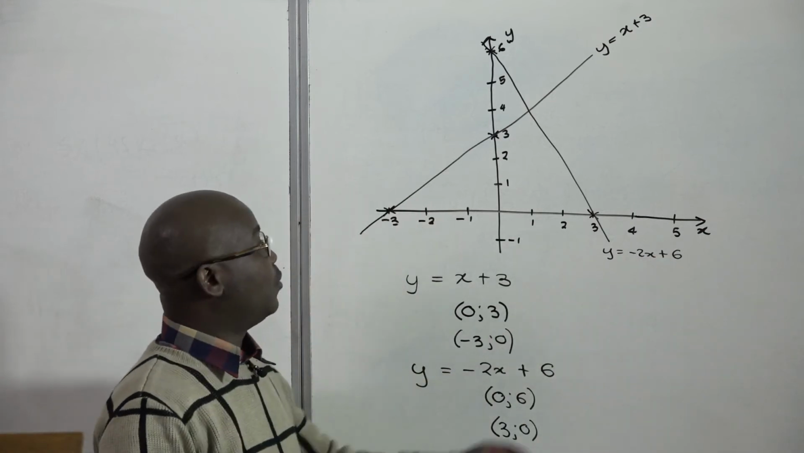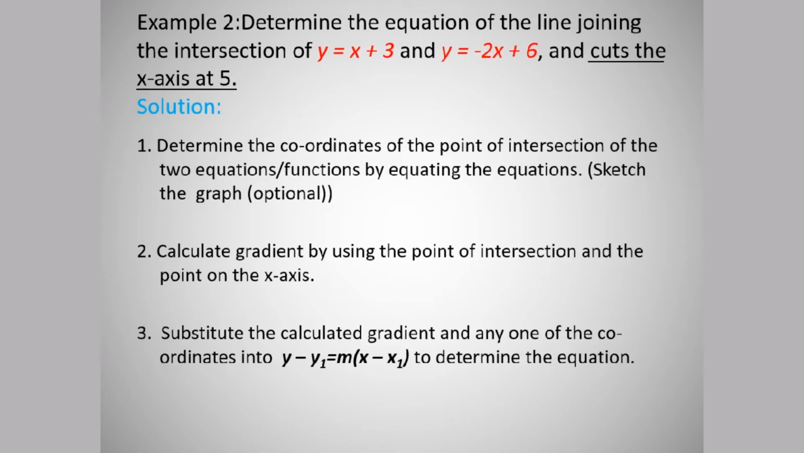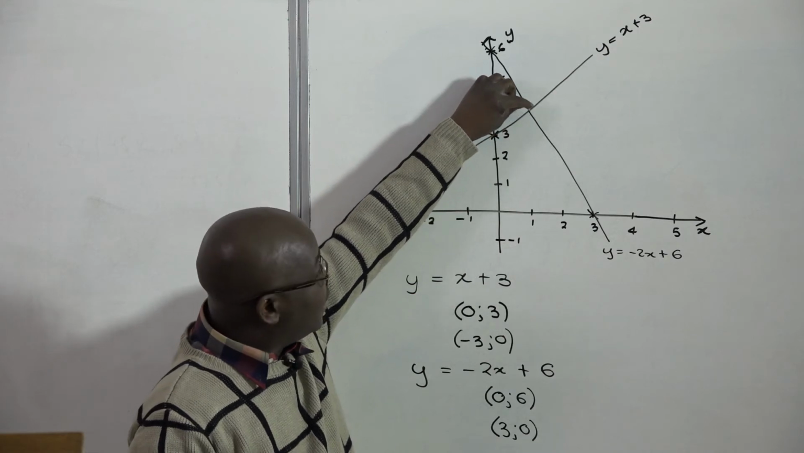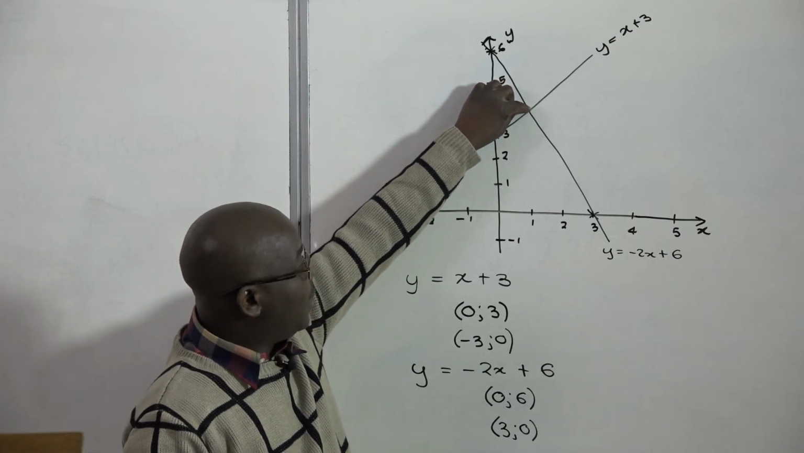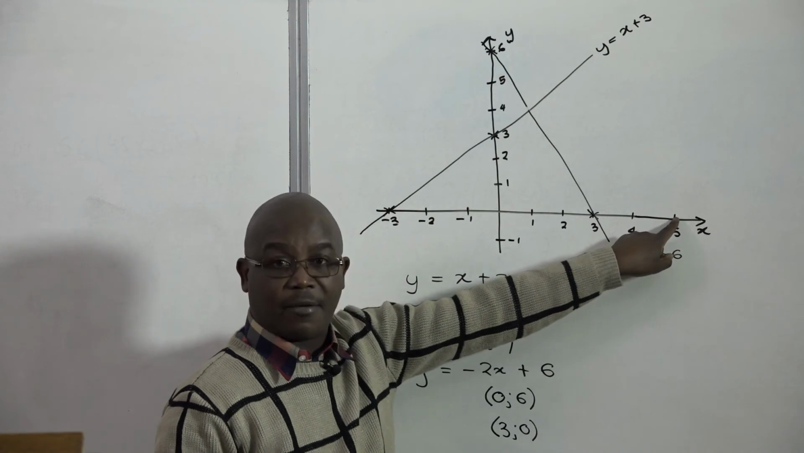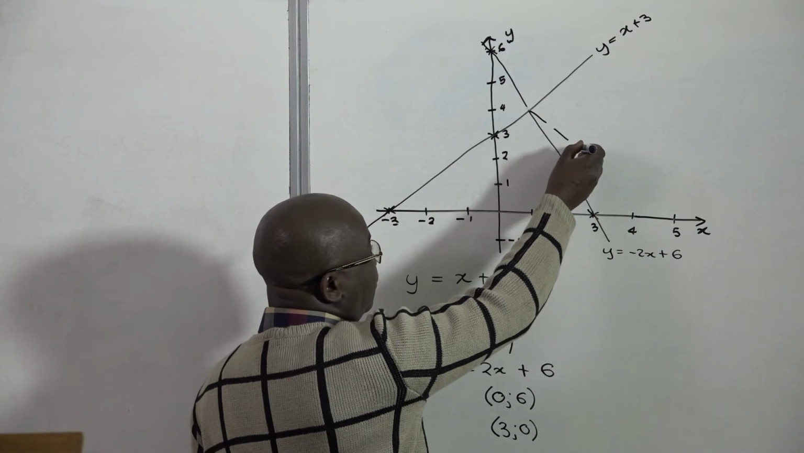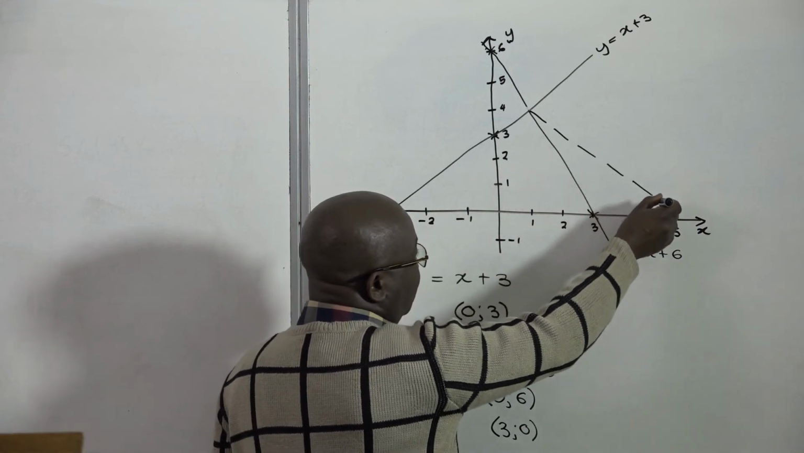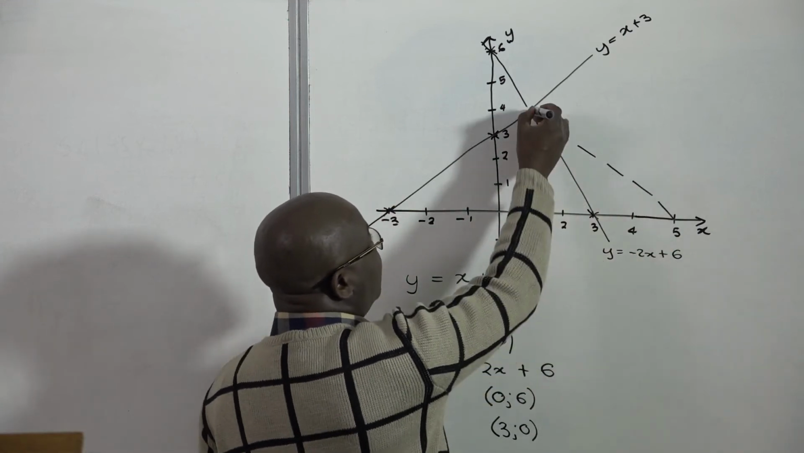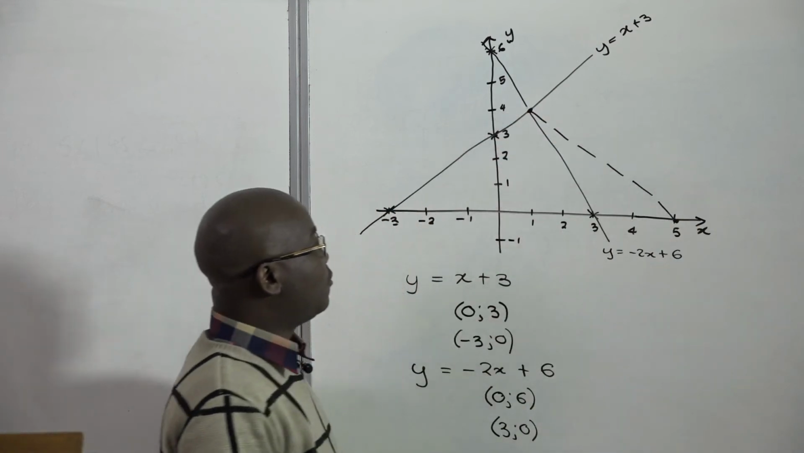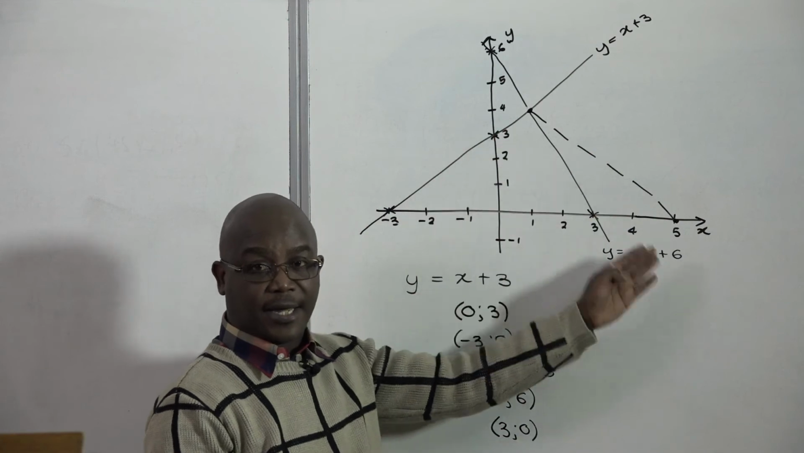So the question says we need to find the equation of a straight line, which starts from the point of intersection, which is that point. This line starts here, and it will cut the x-axis at point number 5. So I'll use a dotted line to represent that. Right. So this new line starts there and ends there. We need to find the equation of this line.